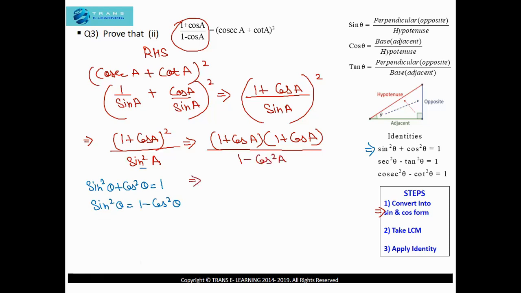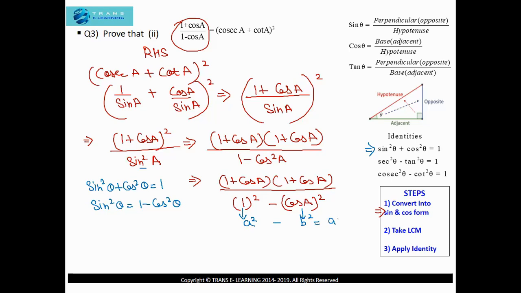Now again I just need (1 plus cos A) upon (1 minus cos A) on the left hand side. So I'm going to rewrite this expression. The numerator will remain same, that is (1 plus cos A) into (1 plus cos A). I'm going to rewrite the denominator in the form as A square minus B square. 1 square is 1, and cos square A can be written as (cos A) whole square. So basically this is A square minus B square, and the formula of A square minus B square is (A plus B) into (A minus B). So I'm going to write the denominator in this form, (A plus B) into (A minus B).